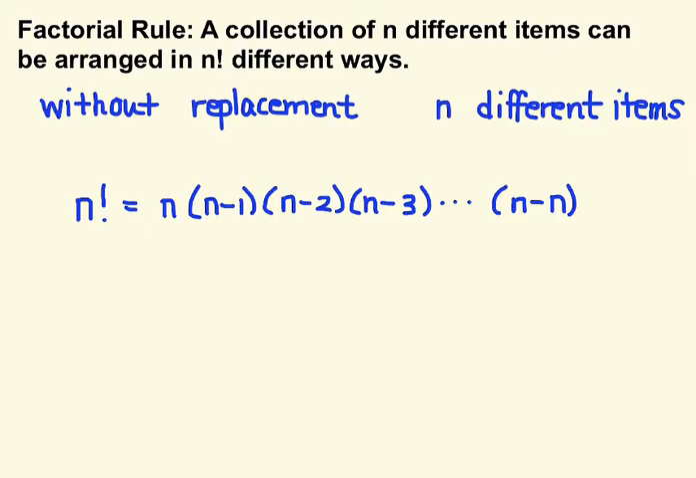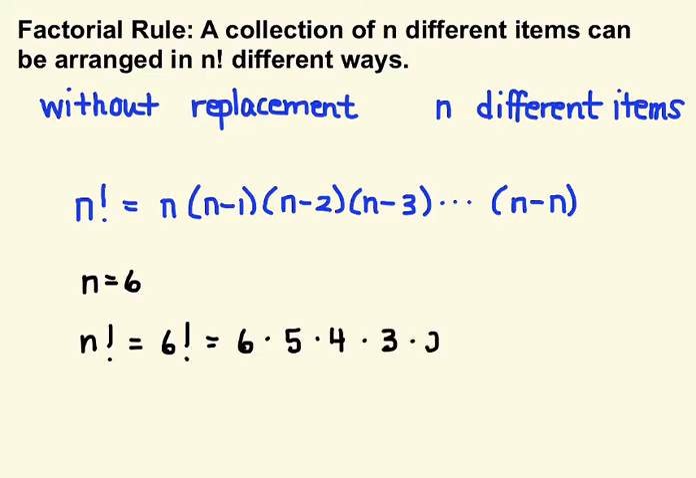An example of this is if n is equal to 6, we want to know how many different ways we can select 6 items without replacement. It's going to be equal to n factorial, which is 6 factorial, which is 6 times 5, times 4, and we keep going, times 3, times 2, times 1. We wouldn't usually write 0 factorial here, but 0 factorial is, in fact, 1.